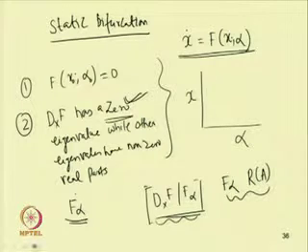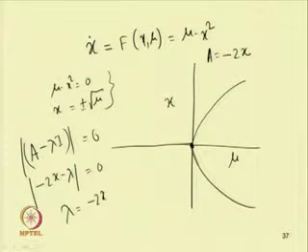So, for example, let us take the example of x dot equal to f(x, mu) equal to mu minus x squared. Here the equilibrium points will be obtained by putting x dot equal to 0, that means mu minus x squared equal to 0. So x becomes plus or minus root mu. At mu equal to 0, we have x equal to 0.